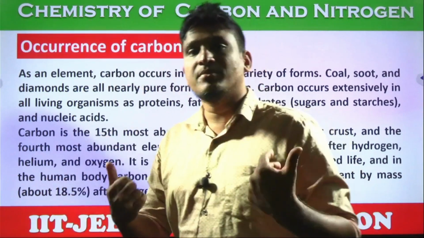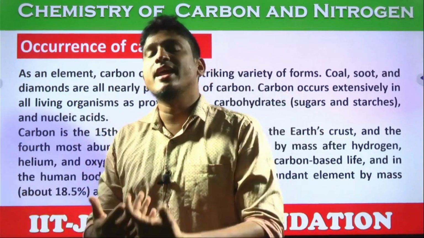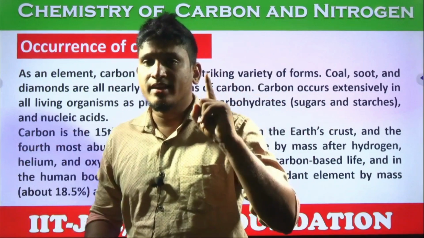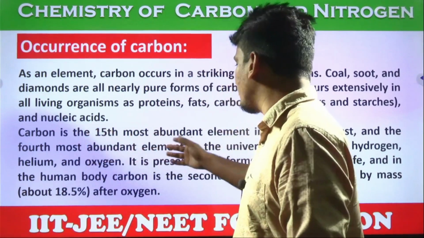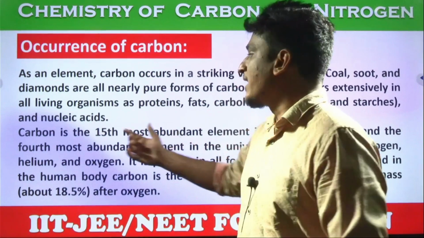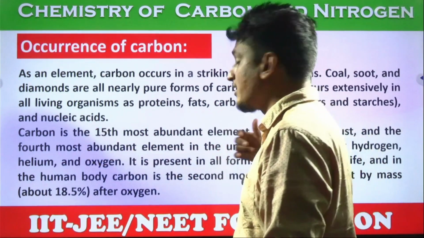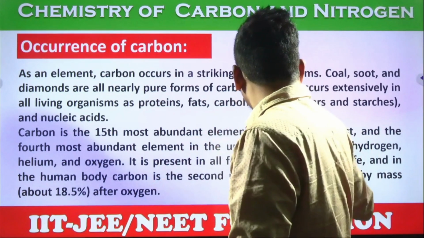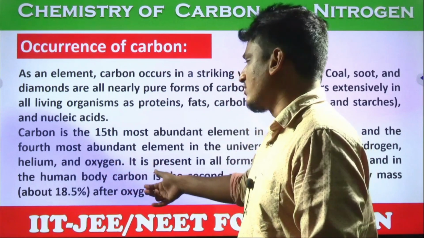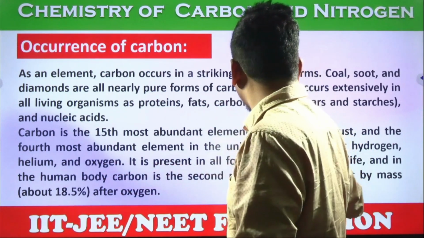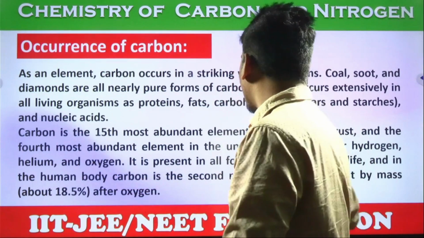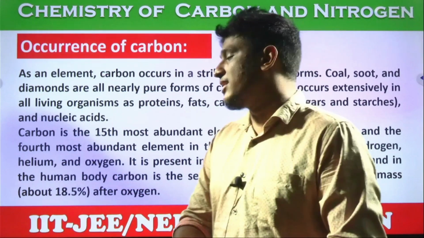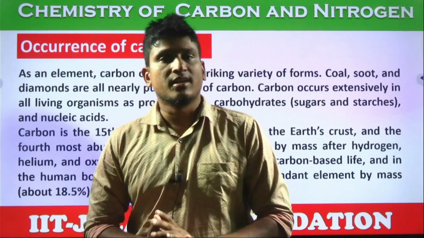So this is the combined state. Carbon is available in n number of forms. That's why the element carbon is called the element of life. Carbon is the 15th most abundant element in the Earth's crust and the 4th most abundant element in the universe by mass, after hydrogen, helium and oxygen. It is present in all forms of carbon based life. In the human body, carbon is the second most abundant element by mass, about 18.5%, after oxygen.